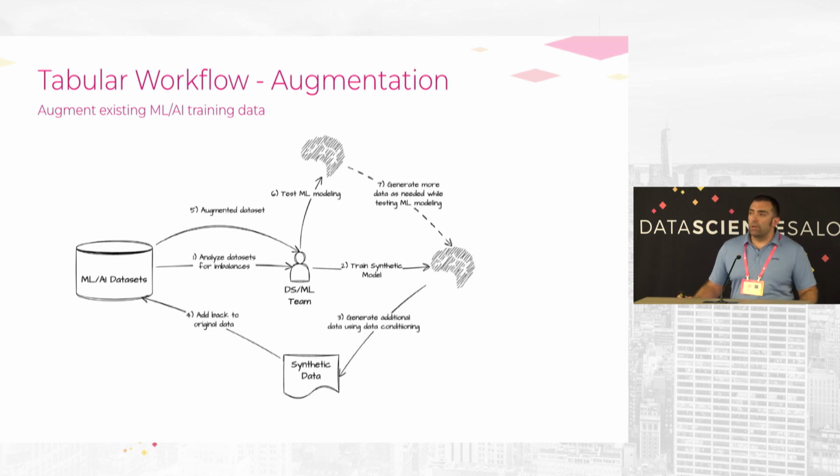All right. So here's a walkthrough at a high level of what we see inside a couple of our customers that are already building ML AI models, but have a challenge with imbalances in the data. We'll start with the ML AI data sets. Usually the teams are already starting to analyze those data sets for imbalances in the data. Once they're able to identify the gaps in that data, you can take the ML AI data set that you already have and train a synthetic model on it.